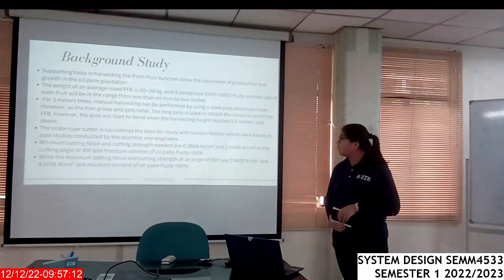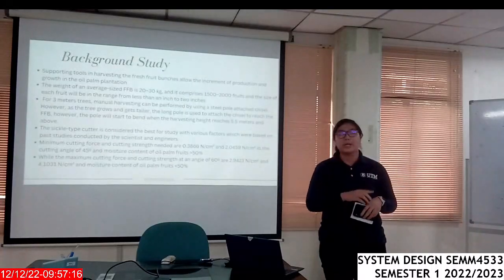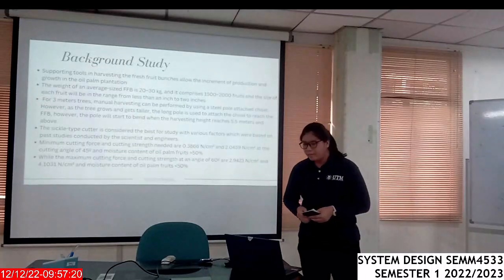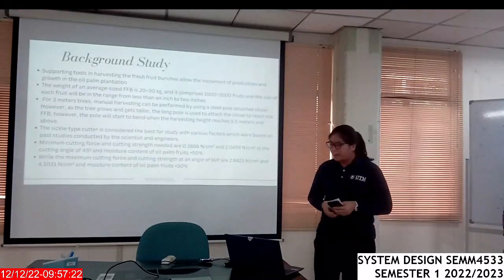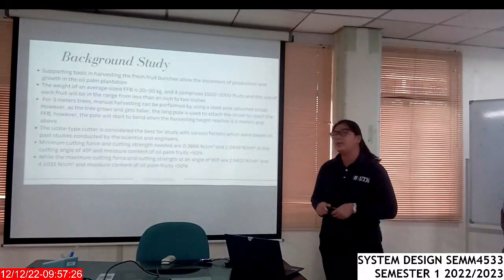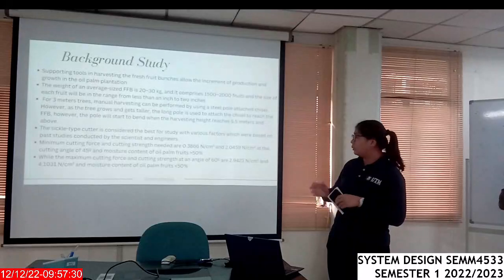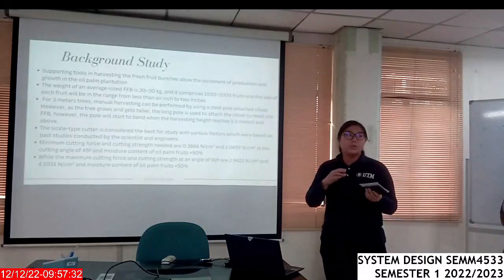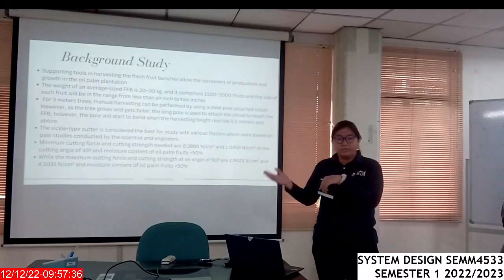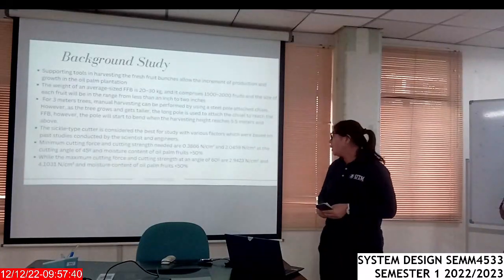And the size of each fruit will range from less than 1 inch to 2 inches. For 3-meter trees, manual harvesting can be performed with a steel pole attached with a chisel. However, when the tree gets taller, the chisel pole will bend, which may lower the production rate and may cause some danger to the user of the pole.